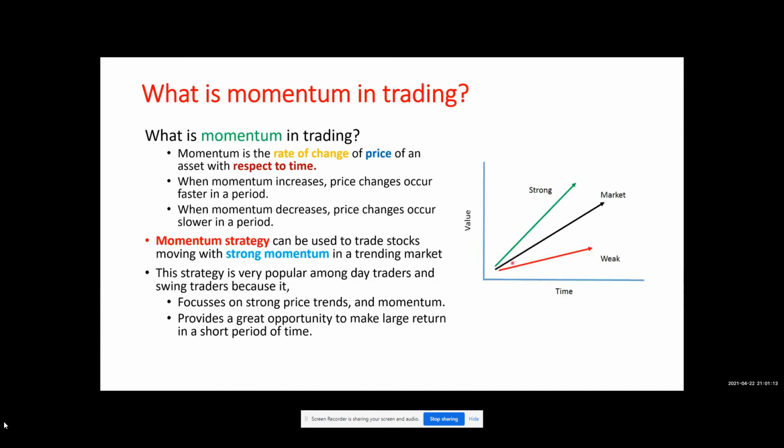the green stock moves at a much faster pace and gains a lot of value. Let's say it gains $10 in an hour. At the same time, the black stock gains $8 and it takes 2 hours. And the red stock gains $4 and it takes 3 hours. You can see the point here: when momentum increases, price changes occur faster in a period, and when momentum decreases, price changes occur slower. Momentum is defined as the rate of change of price of an asset with respect to time.